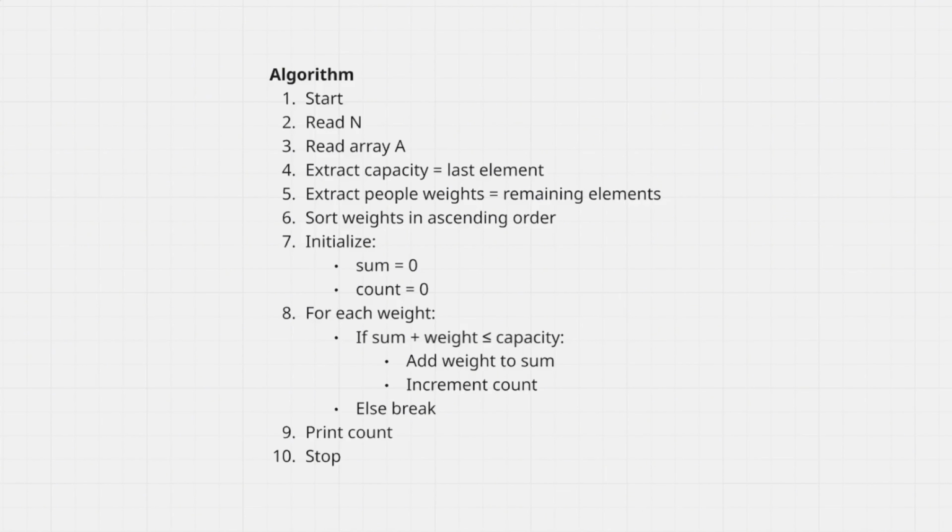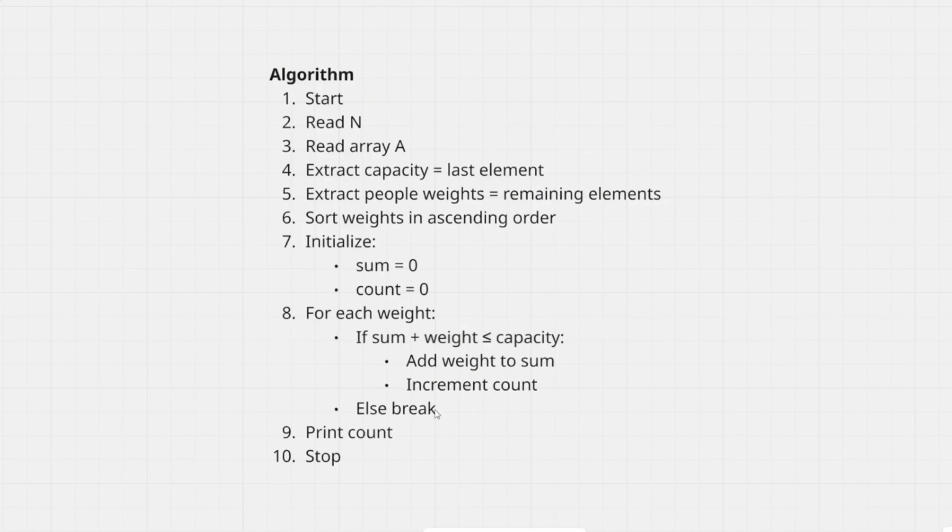Sum is for calculating the weight, because only if we calculate the weight can we identify how many people can get into the hot air balloon, right? So that's why we are using sum and count. For each weight, if sum plus weight is less than or equal to capacity, add the weight to sum and increment the count. If not, you have to break and print the count, and you will have how many people can get into the hot air balloon.